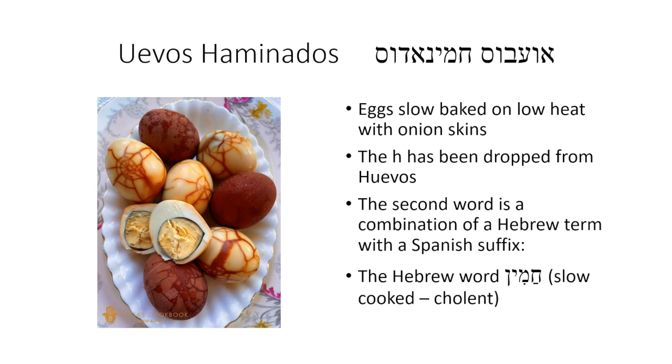These are huevos geminados. This is a really interesting combination. So we have huevos, which has dropped the H sound from huevos, meaning eggs. And the second word is geminados. It's a Hebrew term, hamin, meaning slow cooked, like cholent, with a Spanish suffix. These are a very common food amongst the Sephardic Jews. This is known as huevos geminados. These are slow-baked eggs that are cooked with onion skins, which create this beautiful brown coloring and kind of the marbling effect.